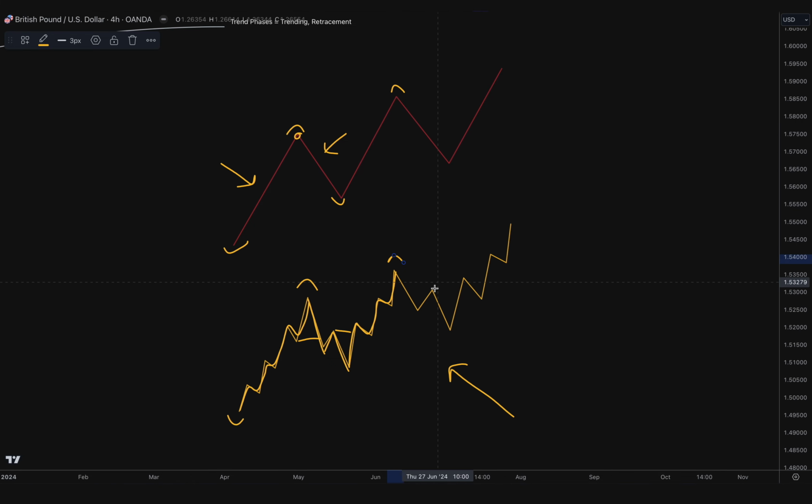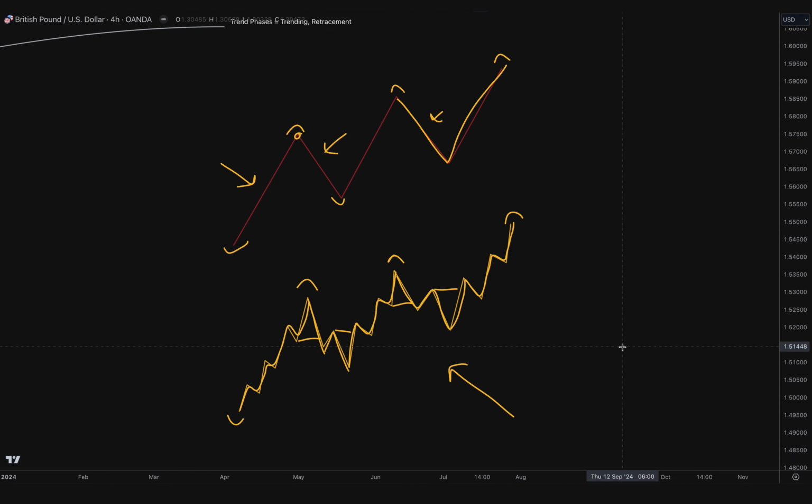How do we know when that is going to start? We can use a mechanical way by waiting for a break on the minor structure. When that happens, we know that most likely this retracement move is about to begin. So when that break happens, you see price starts moving down, we have the retracement phase. And then once again, you get a break on the minor structure and price starts moving up again with the overall trend and creating a new swing high.